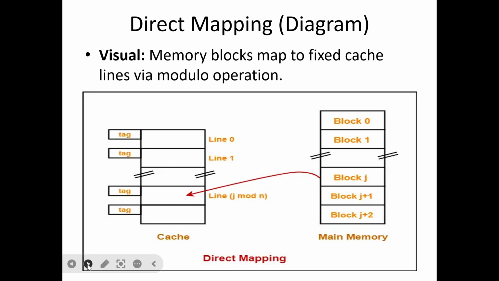The visual shows these memory blocks mapped to fixed cache lines via modulo. Notice block 10 and block 18 both map to line 2. This is the conflict miss drawback. The rigid 1:1 mapping creates bottlenecks.